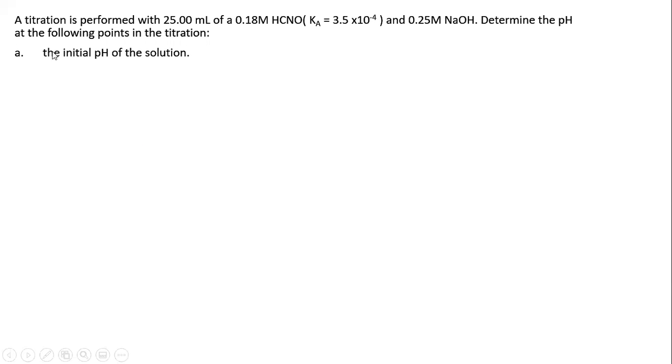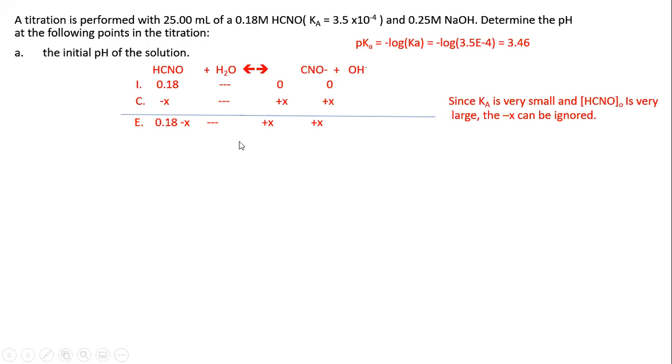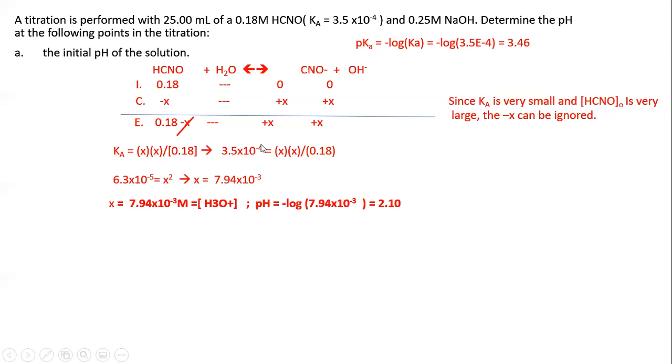The way we're going to do this is very similar to what we did when we were calculating the pH of a weak acid solution. We're going to set up our equilibrium equation. We have the initial concentration of weak acid, and we have the change. It's very similar to what we did in calculating the pH of a weak acid solution. Equilibrium. Now here, because Ka is a lot smaller than the initial concentration, we can ignore the minus X, and we can solve for x. And so we get the initial pH to be 2.1.